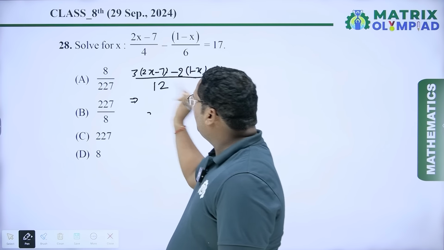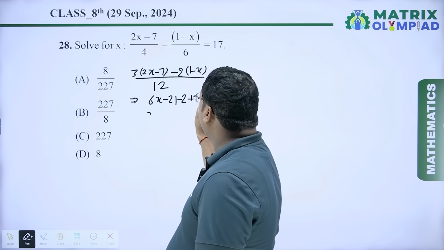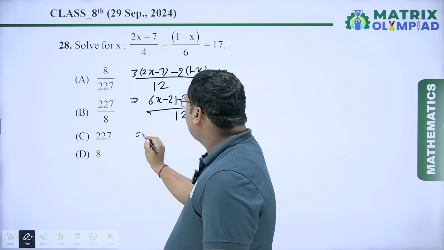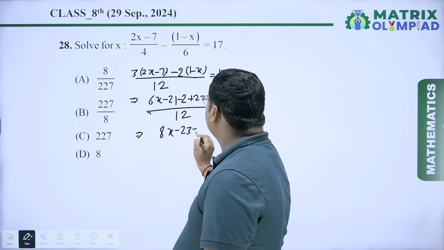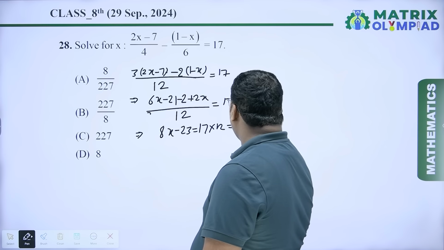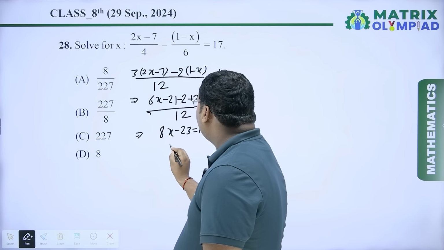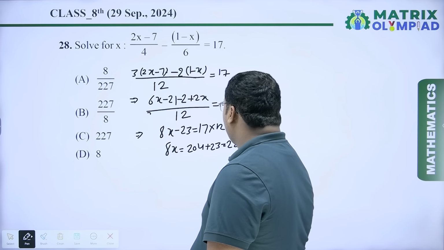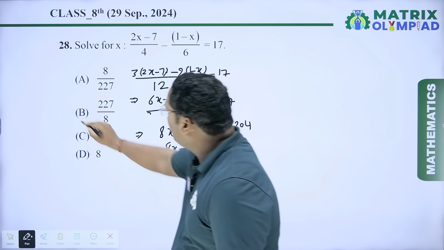Now solve this equation. So 3 into 2x is 6x minus 21 minus 2 plus 2x upon 12 is equal to 17. Now cross multiply. 6x plus 2x is 8x, minus 21 minus 2 is minus 23, is equal to 17 into 12. And 17 into 12 we will get 204. 8x is equal to 204 plus 23, which is equal to 227. So x equal to 227 upon 8. So right option is option number B.